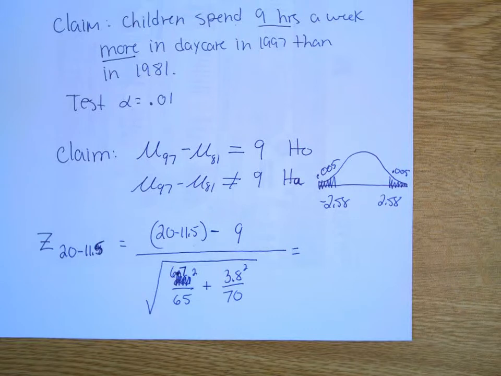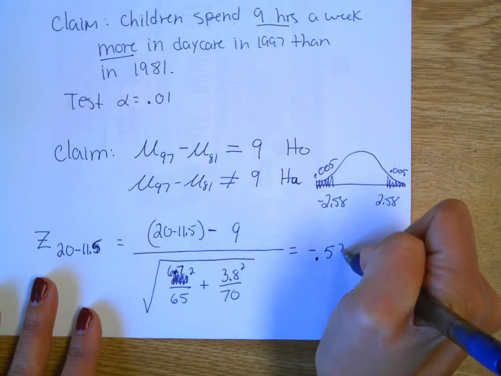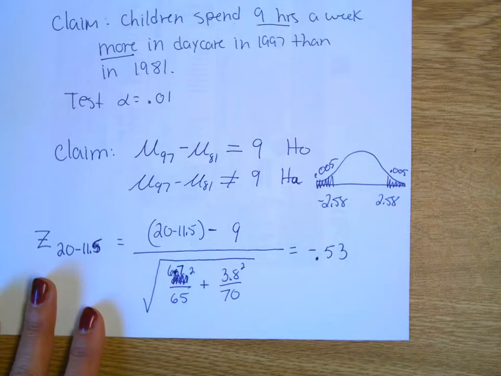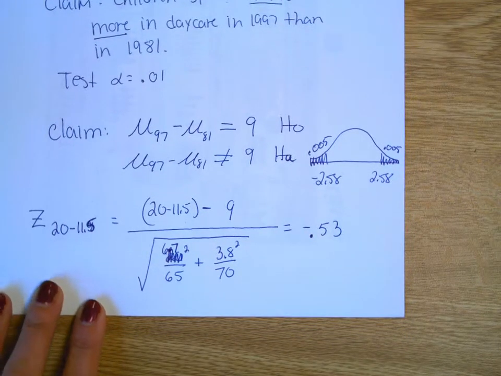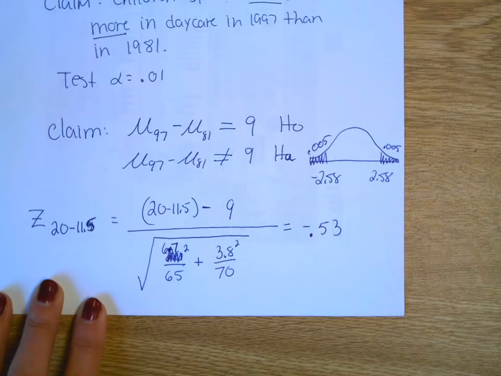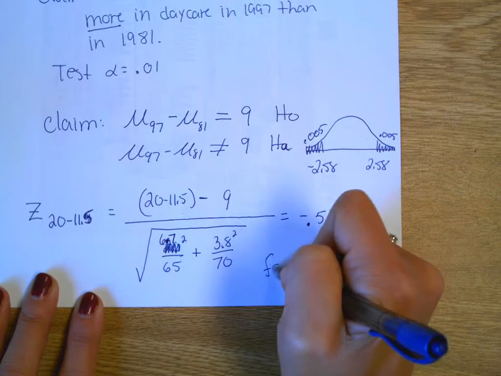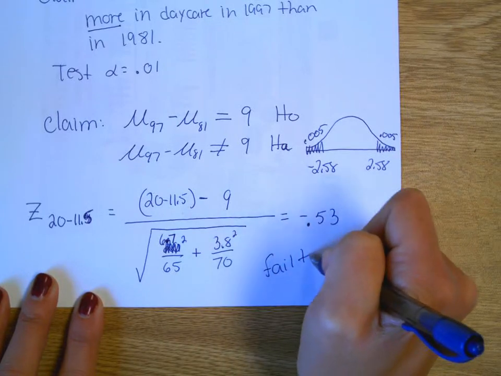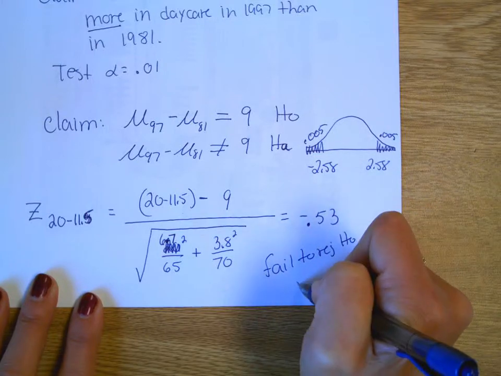Press enter. So I got negative 0.53. That's 6.7 squared? Yep. Fail to reject. So we are going to fail to reject the H0.